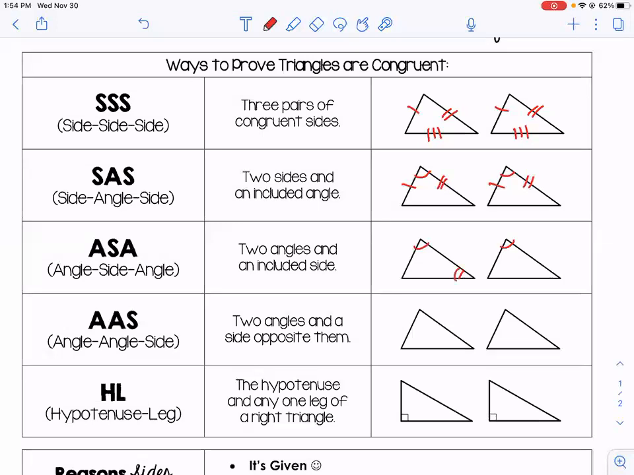Angle side angle. We have 2 pairs of congruent angles and a side in between.